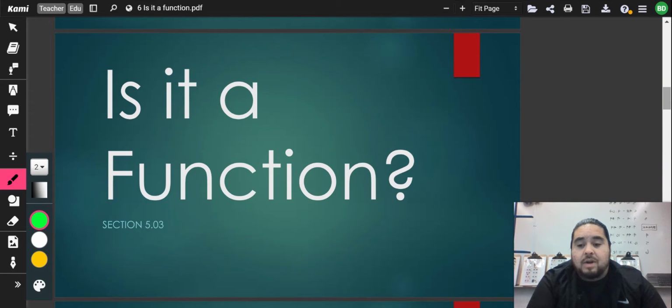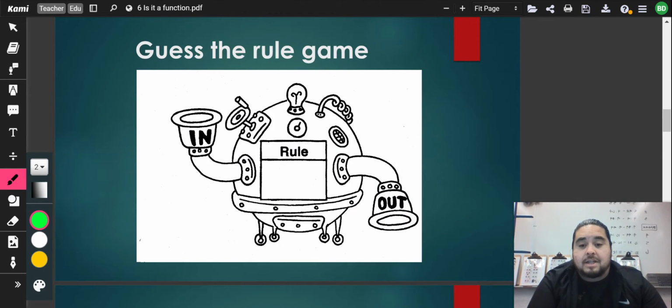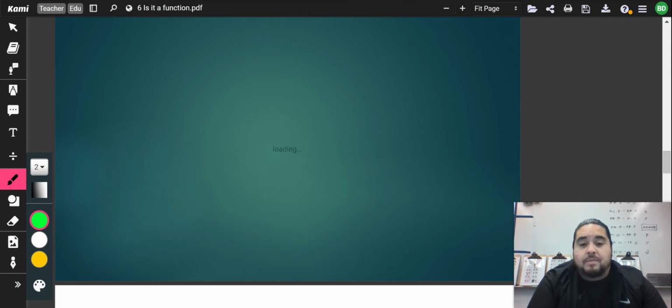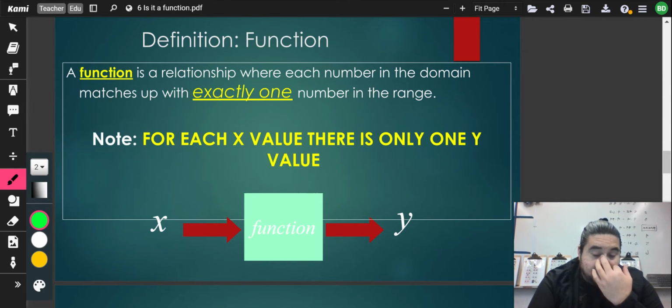Hey kiddos, today we're going to be talking about determining if something is a function using the definition of function. So super easy process. We're going to review the definition of function now.